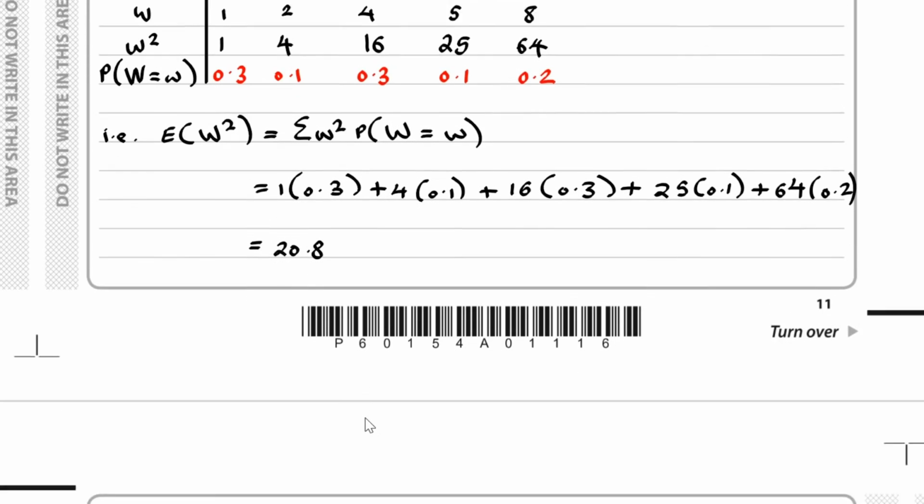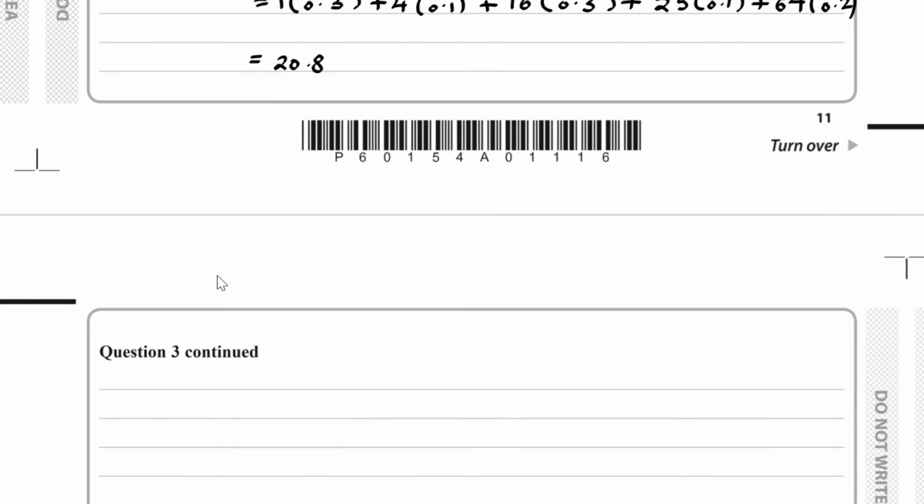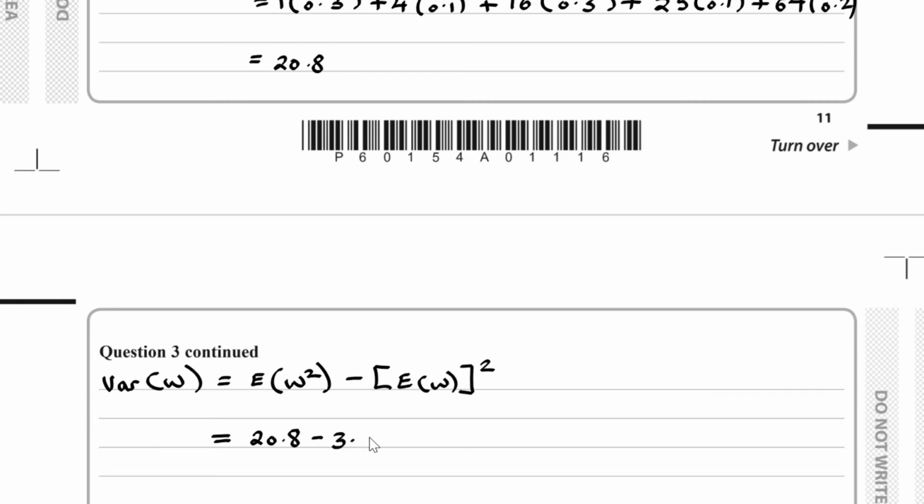Okay, so with this we can find out the variance. So the variance of W is equal to the expected value of W squared minus the expected value of W all squared. So we've worked these out. We have 20.8 minus 3.8 all squared, which is 6.36 if you work that out on your calculator.